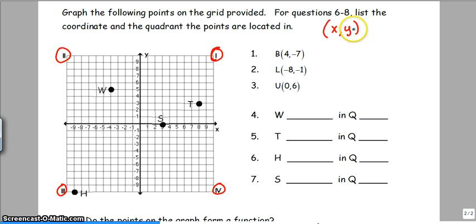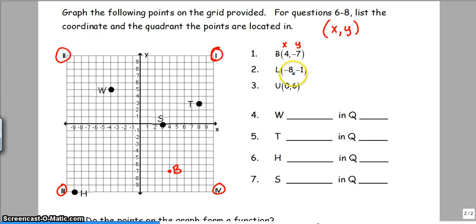You must use parentheses. Okay, number 1, we want to plot the point B at (4, -7). That means our x-coordinate will be a positive 4, our y-coordinate a -7. We always start at the origin, (0, 0). We go 4 in our x direction, and -7 in my y direction puts me here. I plot my point and label it. Always label the point.